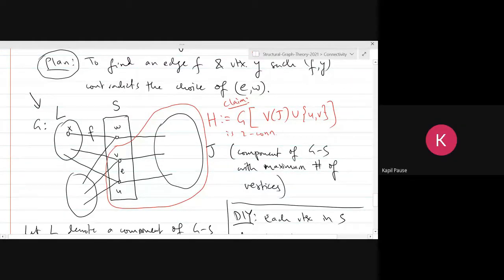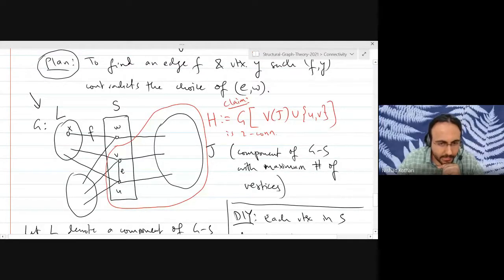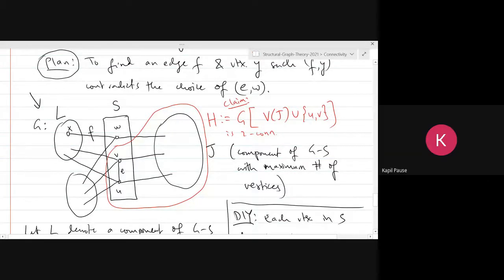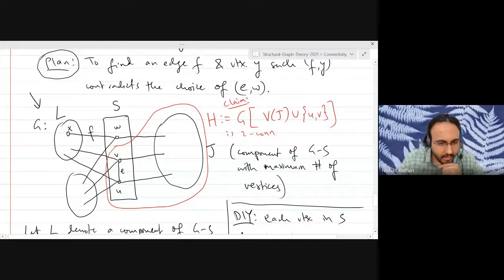Because a 2 cut of H union S will give you a 2 cut of G. A 2 vertex cut, I see. So you are saying that if you take H along with S, are you taking the subgraph induced by S? Yes. Okay, so you're taking the subgraph induced by all the vertices in J along with S.